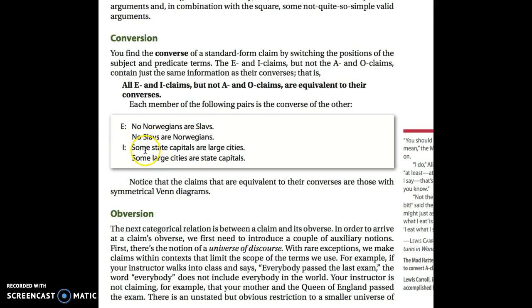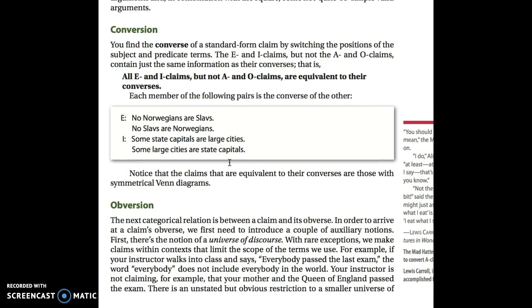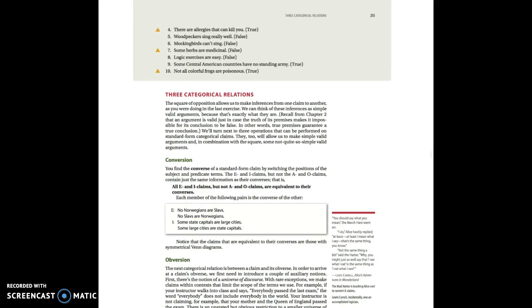The same thing here. If someone says some state capitals are large cities, that's logically the same as saying some large cities are state capitals. So we say they're logically equivalent. We say that the truth being communicated here, we can infer the truth down here. That's called conversion. Now with obversion here, I'm going to go to the next page.